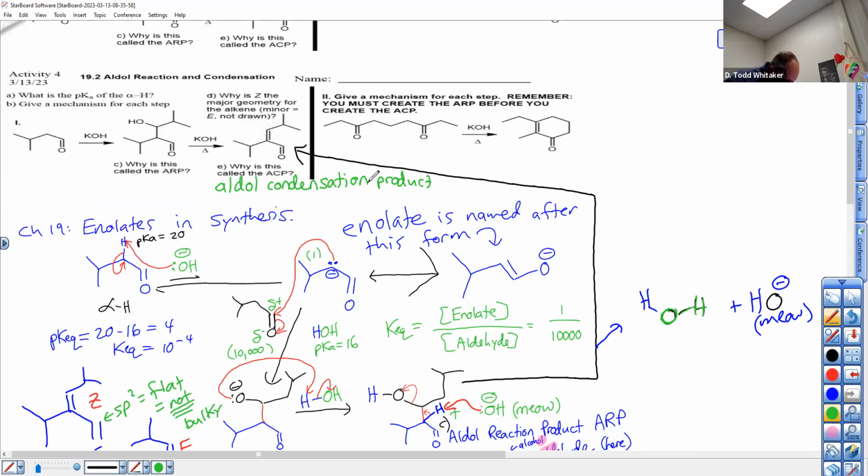And Aldol condensation product. Why is it called an Aldol condensation product? I didn't answer that really. I just said what ACP stood for. We did a synthesis, and then dehydration in the last step. Dehydration synthesis is condensation. Okay? We didn't do the mechanism for the next one.